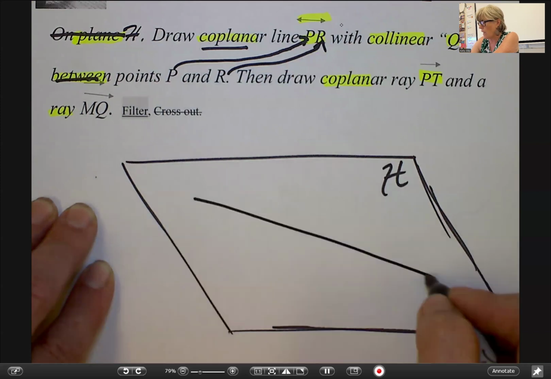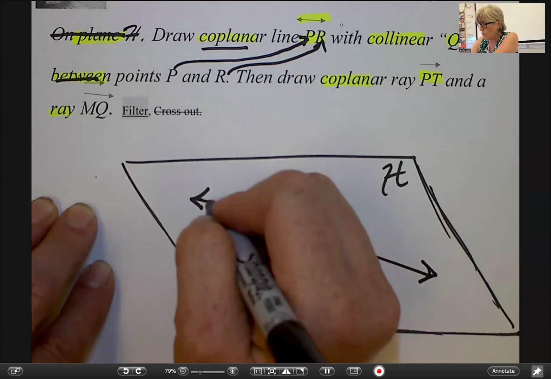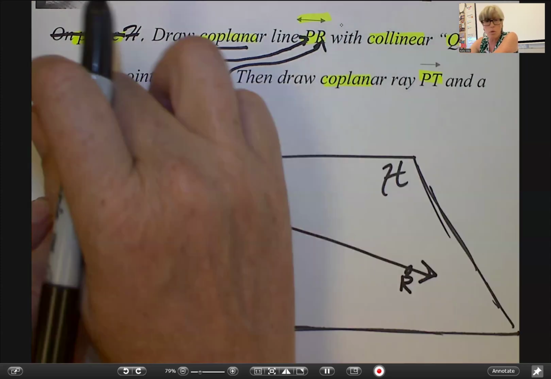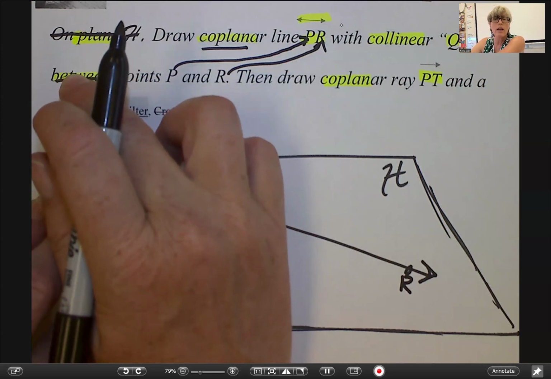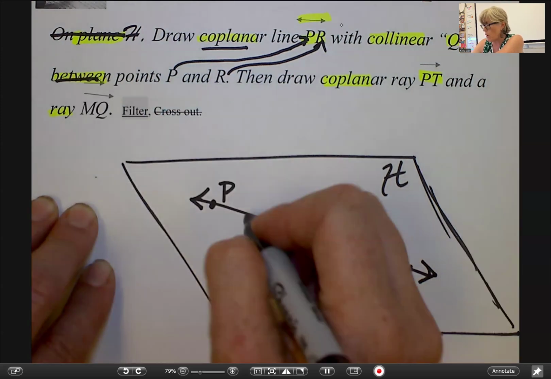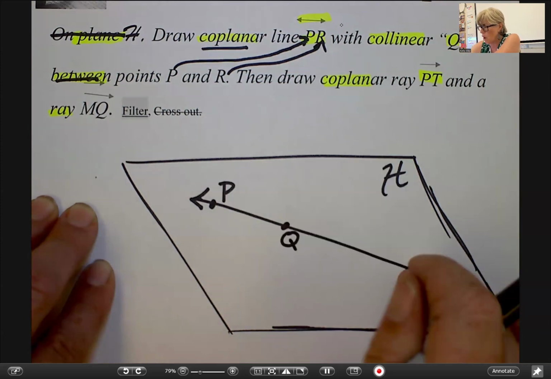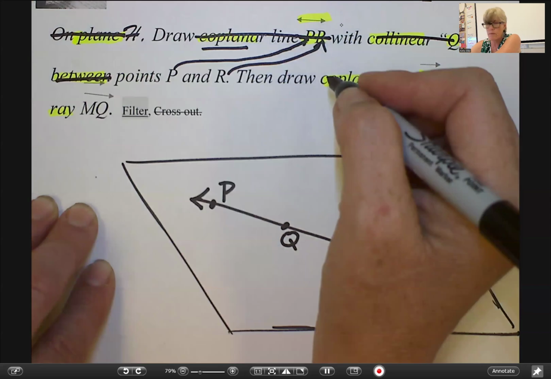So I'm going to draw a line. Doesn't matter which way you tilt it, must have arrows. I'm going to put P and R here. Q is between them. Very important. Never put a point exactly in the middle unless I call it the midpoint. I don't call it a midpoint. So I'm going to offset Q, and it's between P and R. I took care of that. I took care of that.